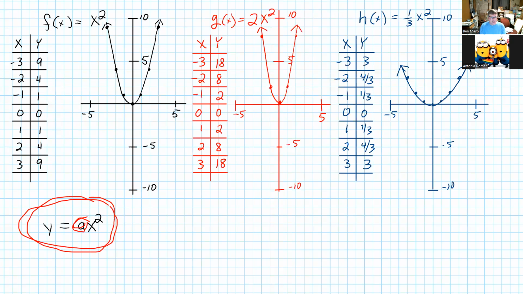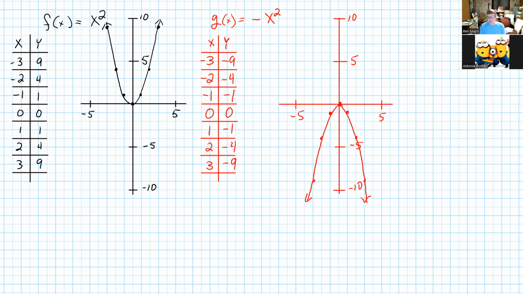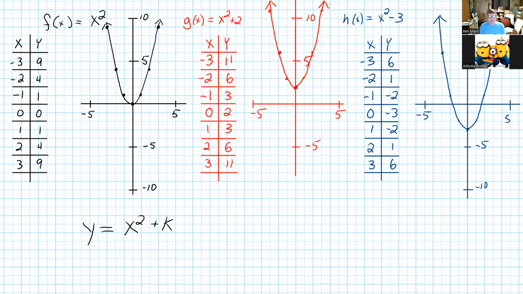Then we looked at if we change the a, the coefficient in front of the x squared. If it's positive but larger than 1, the thing opens steeper, faster. If it's between 0 and 1, it opens wider, slower, but it still opens upwards. If a is negative, it opens downwards. If we leave the first term as x squared and we add a constant, a +2 moves the graph upwards, a -3 moves it downwards. So it does what you would expect, okay? A +2 moves up 2, a -3 moves down 3.